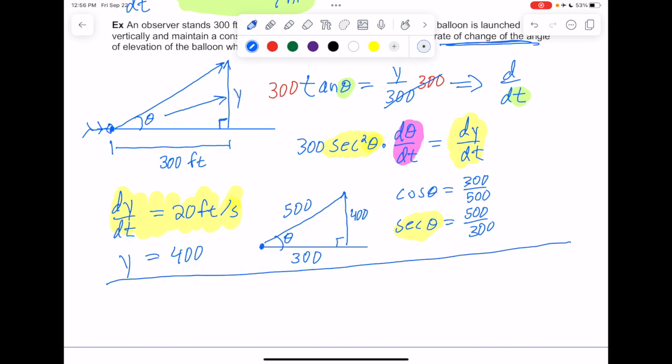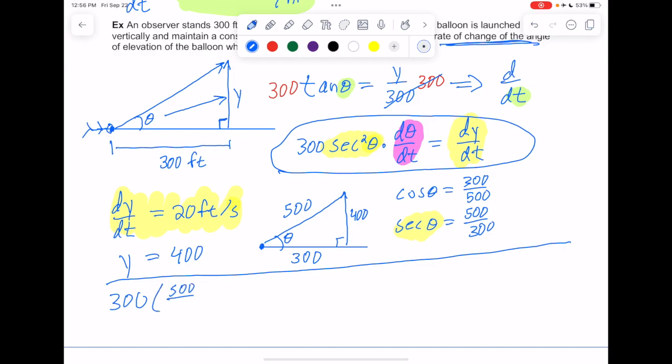So let's start trying to plug all of that in. And start over here, lower left. So we're plugging into this equation right here, going from left to right. So 300 times secant of theta, which we just determined was 500 over 300. And then that is being squared, times d theta dt. That's the piece we don't know, but are trying to find, is equal to dy dt, which is equal to 20. So let's start that out with a little bit of simplification. The 500 over 300, the zeros would cancel each other. So that makes it just 5/3. So on the left-hand side, we have 300 times 5 over 3 squared. That would be times 25 over 9. And that is times d theta dt, which is equal to 20.